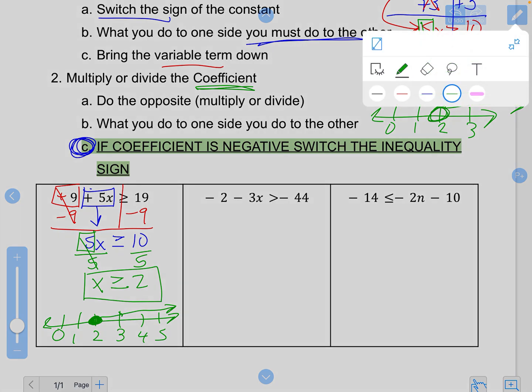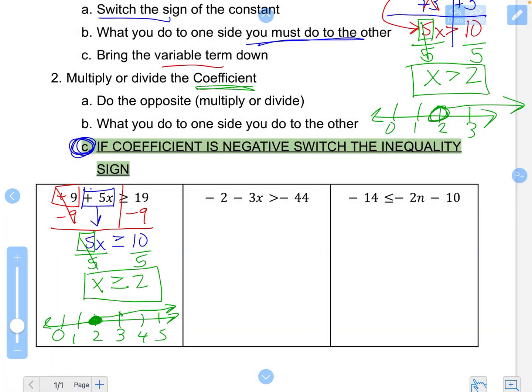All right, so let's look at this next problem. This next problem brings in our special rule for inequalities only. And so when we get there, I'm going to talk about it. But again, our first step is we've got to find our constant. Our constant is the number all by itself with no variable.